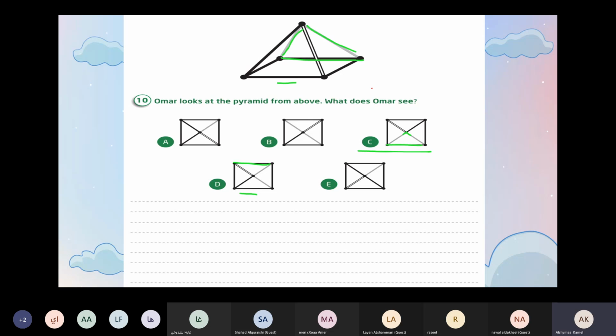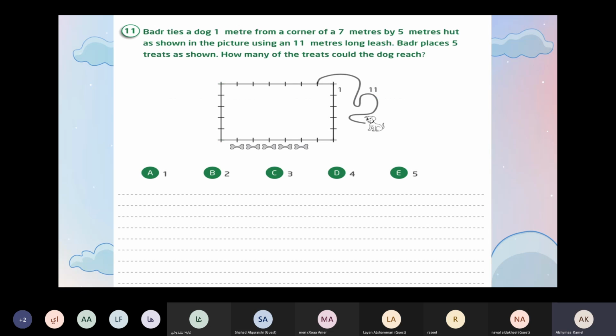I repeat it again. Number 10. No. Number 11. Let's see. Anyone new here? Can I answer? I want someone who didn't answer. Nawar? Al-Yahya? Yes, Nawar. Can you read number 11?